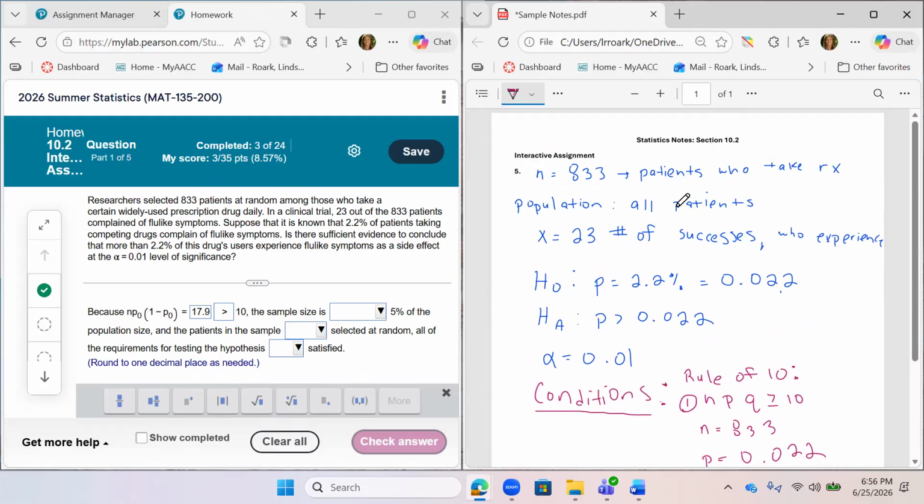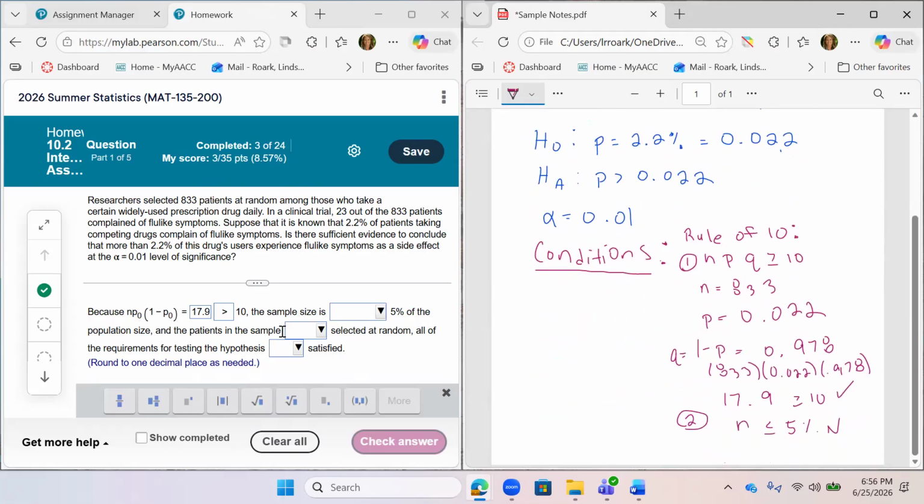Well, it's all patients who take this widely used prescription drug daily, which again is sort of vague, but because I say it's widely used, we're supposed to assume that's not going to be a small number of people. I'm trying to think of the most commonly used prescription drug. It could be anything. Let's just say allergy medicine. Some specific prescribed allergy medicine, and we have millions of people who take this. Then 833 is definitely less than 5% of that, right? A lot of times that's just sort of like, yeah, okay. So then we'll say the sample size is less than 5% of the population size.